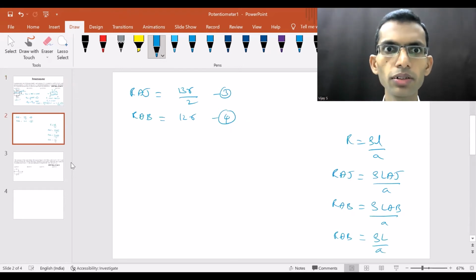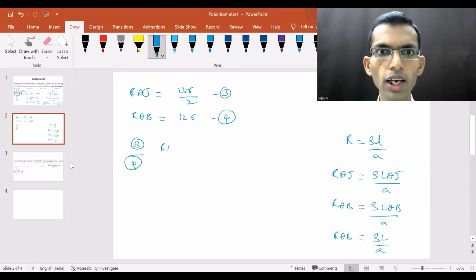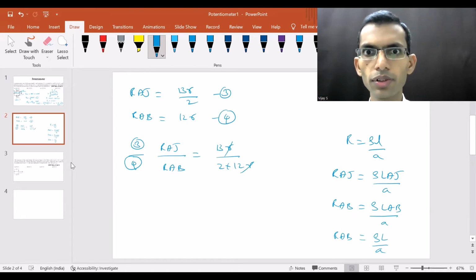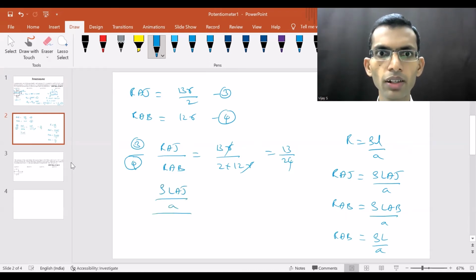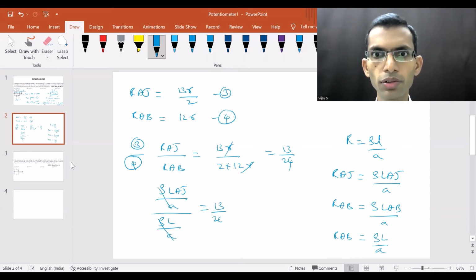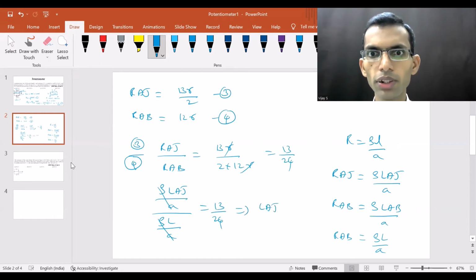When we take equation 3 by 4, we get RAJ by RAB is equal to 13R by 2 by 12R. R and R cancel, so we get 13 by 24. But we know RAJ and RAB, so when we substitute, rho LAJ by A over rho L by A, rho by A is common, equal to 13 by 24. That means LAJ by L is equal to 13 by 24.